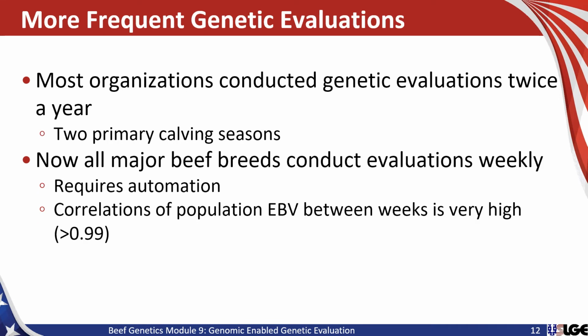The advent of these single-step genomic evaluations has also created the need for more frequent genetic evaluations. Historically, genetic evaluations in the U.S. were done twice a year. The reason being there are two primary calving seasons, spring and fall, and as a consequence, new data became available in general twice a year. However, now all major U.S. beef breeds conduct genetic evaluations on a weekly basis, and this is largely because there are new data, principally genomic data, that are becoming available all the time.